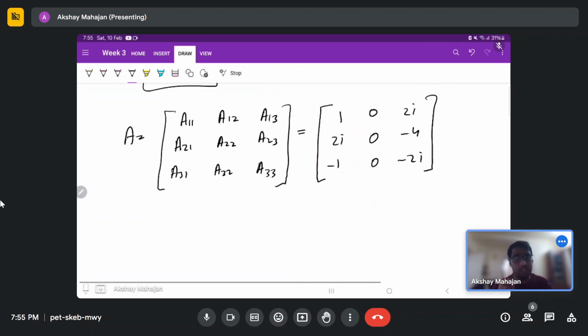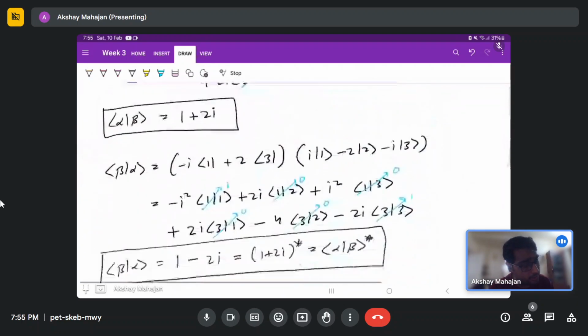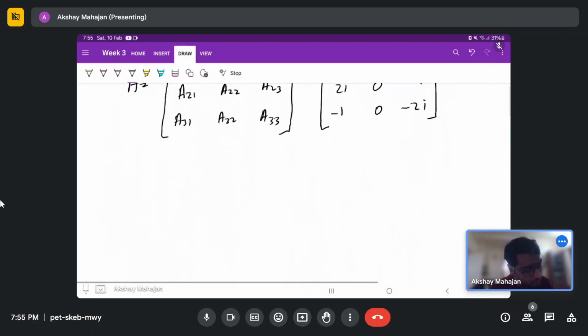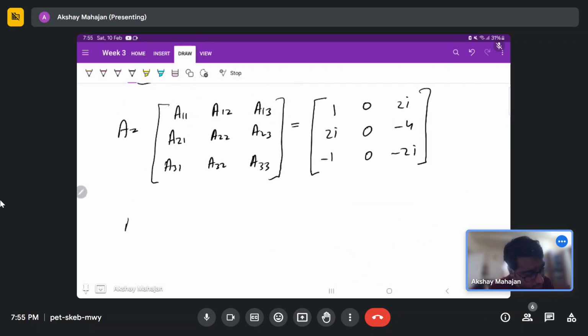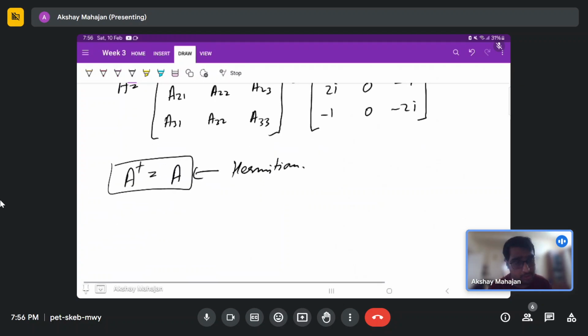Now this is our matrix. The other thing that is asked in the question is that we have to check whether this is Hermitian or not. If you remember, a matrix is Hermitian if A adjoint, basically you take the transpose of the matrix and you take the complex conjugate, is equal to A. If this is happening, then it is Hermitian. So to be Hermitian, A adjoint should be equal to A.